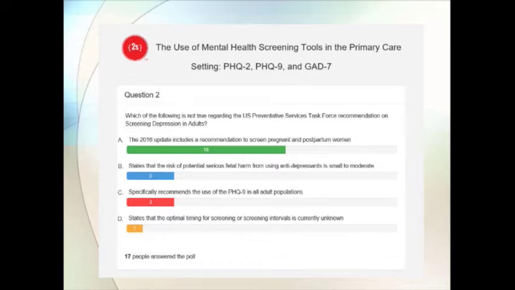They do not particularly recommend just the PHQ-9. It's one of many tools that can be used. Fetal harm is actually not considered a significant concern. Again, carefully choosing medications, and the optimal timing intervals are discussed, but currently there's a big emphasis on prenatal and postpartum screening.